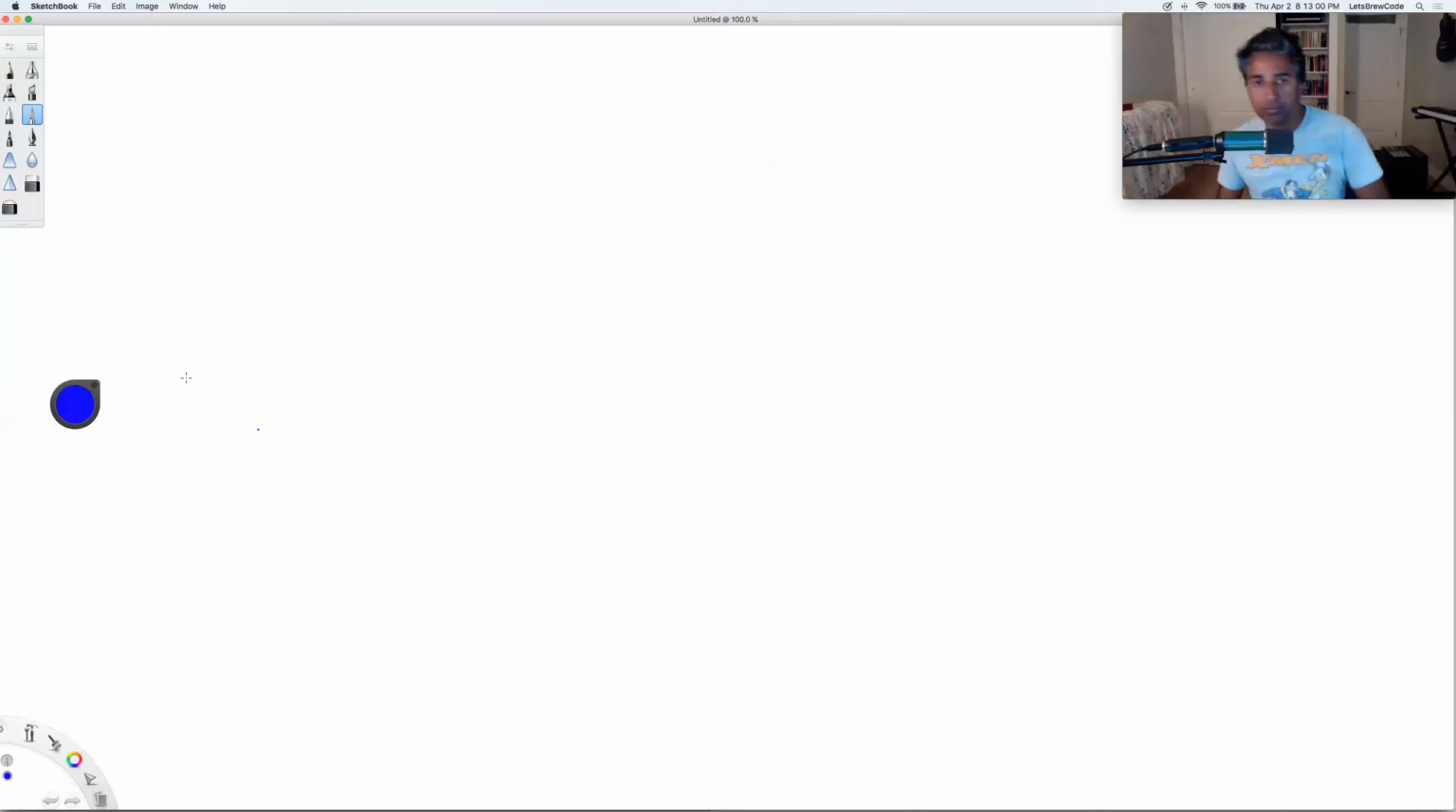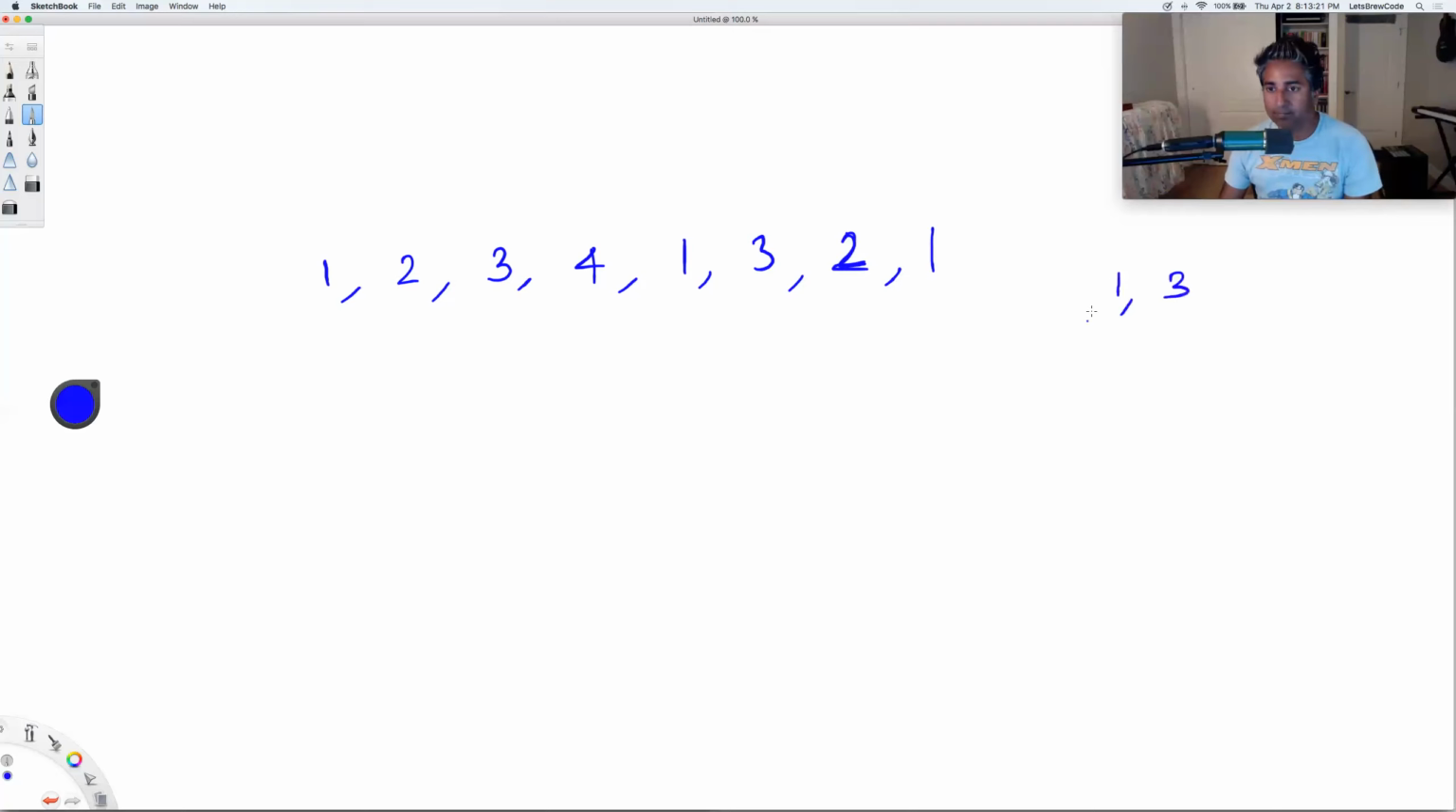I'm going to use, once again, my numbers here. Suppose you have something like that, okay? And assume that we need to find the shortest distance between 1 and 3. Once again, just for the sake of it, we are just using numbers. You can think of this as strings as well. That's fine because I don't want to write big strings. Suppose you want to find the shortest distance between the two.